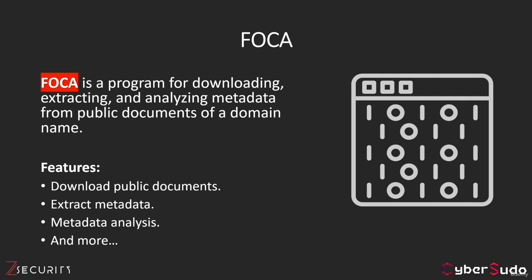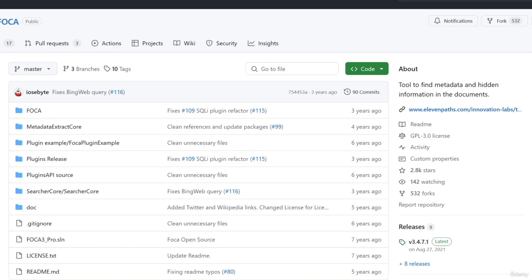The information that you can find in these documents is very valuable because you might be able to find usernames, emails, software versions, and the operating system that has been used. So to download FOCA, all you have to do is just go to the link that you'll find in the resources of this lecture.